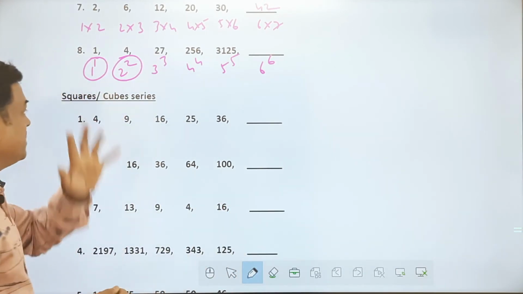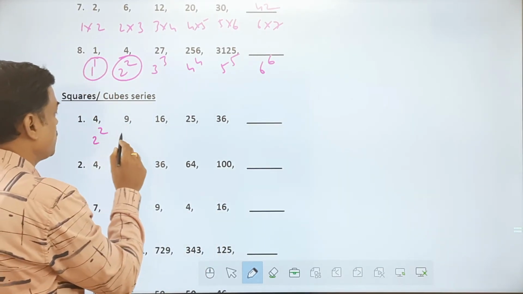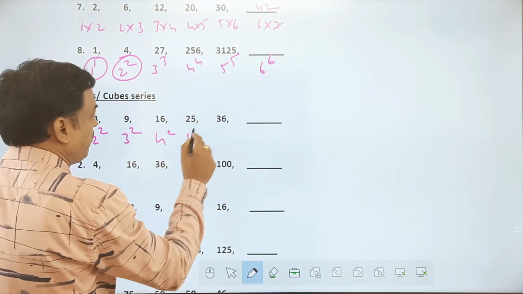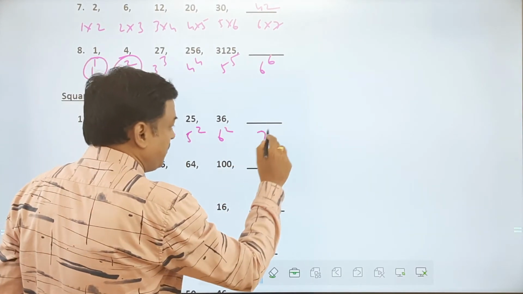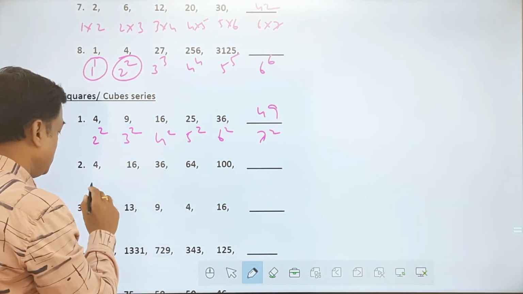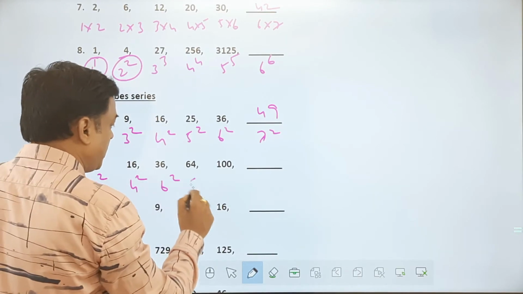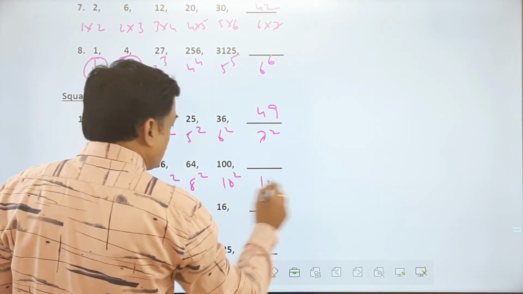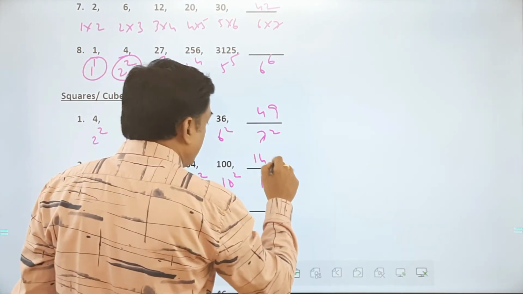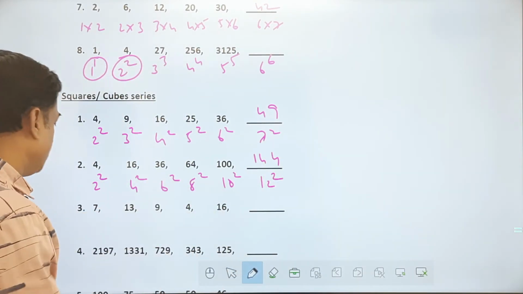Next one, squares and cubes. If you are good at squares and cubes, then you can do this. This is 2 square, 3 square, 4 square, 5 square, 6 square. So definitely 7 square, 49 has to be the next answer here. This is 2 square, this is 4 square, this is 6 square, 8 square, 10 square. So definitely 12 square, 144 has to be the answer. I am recognizing the number, so it makes it very simple for me.